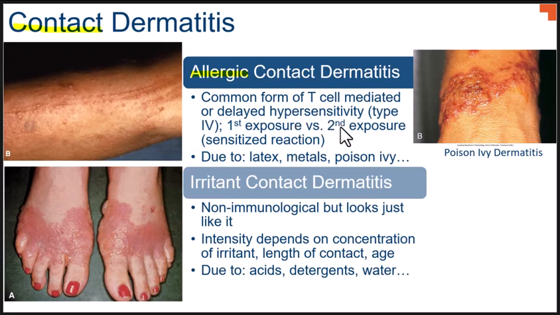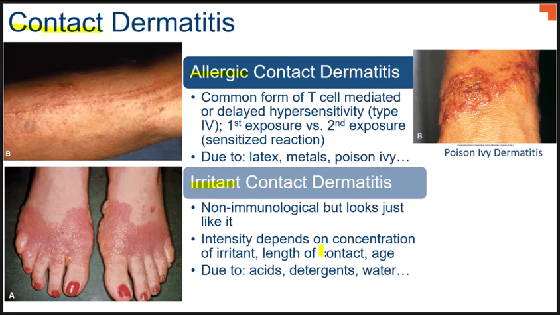Allergic contact dermatitis, you don't need to write this down, but just so that you know, it can be an immunoglobulin E type 1 reaction as well, but you don't need to know that for this course. I just want you to be aware of that type 4 delayed hypersensitivity reaction.